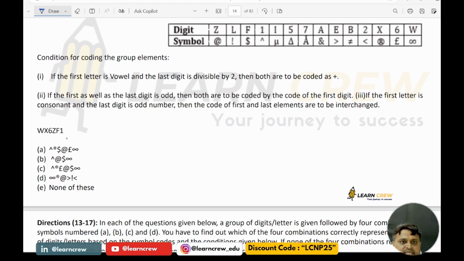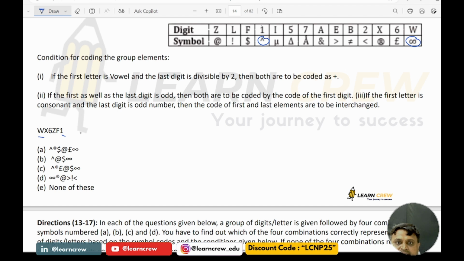Now see here, the first letter is W. The first letter is W, which means the first letter is a consonant and the last digit is an odd number. Now if you apply condition 3, then the code of the first and last have to be interchanged. W is which one actually? This one. 1 is which? 1 is cap. These two have to be interchanged.